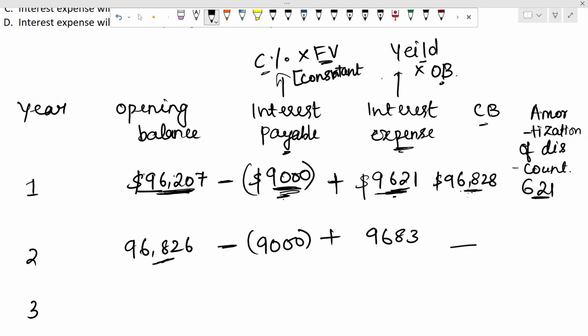Now, what will be the closing balance at the end of the second year? 96,826 minus 9,000 plus 9683. We get $97,509. Now, what will be the amortization of discount? The amortization of discount is nothing but either the difference between closing balance and opening balance, or the difference between interest expense and interest payable. So we get 683 as the amortization of discount.